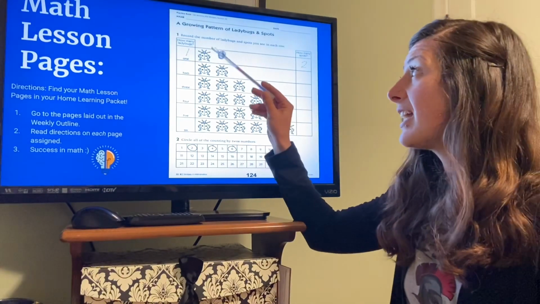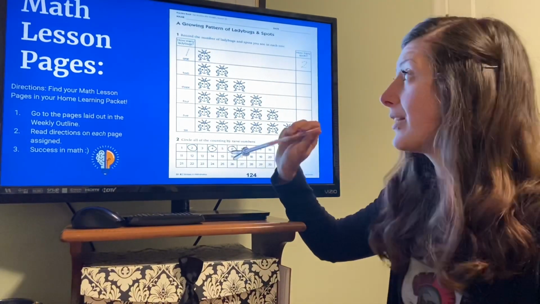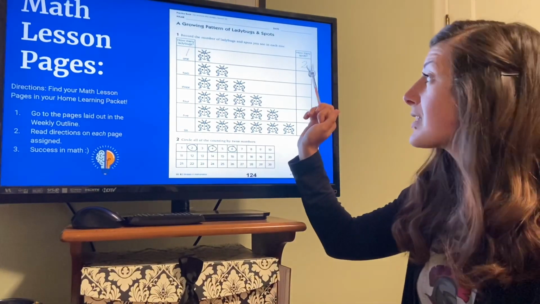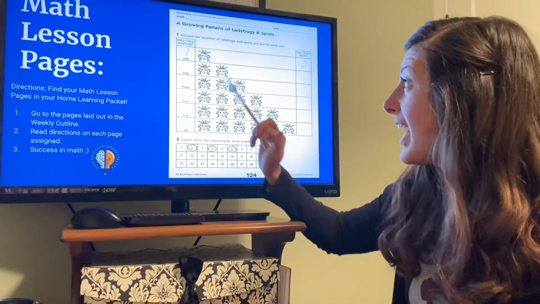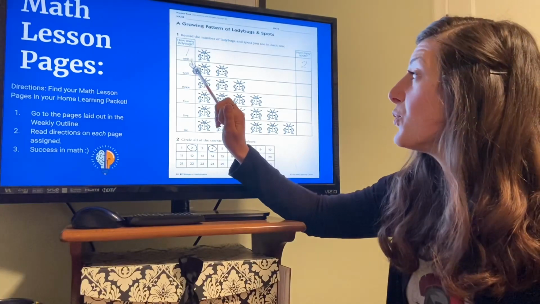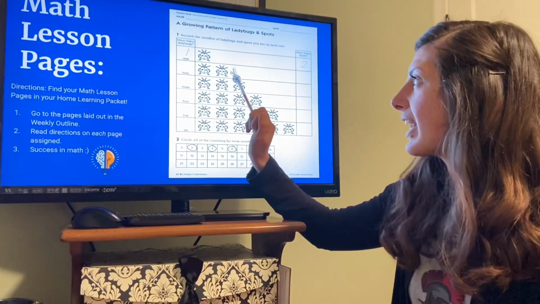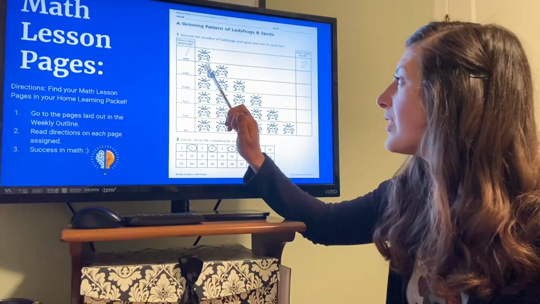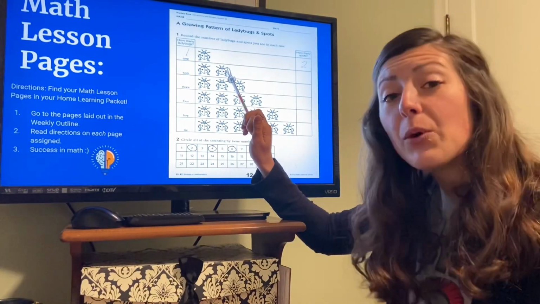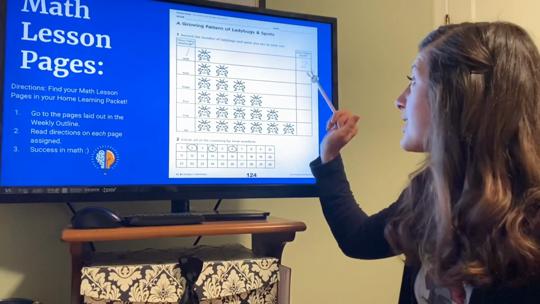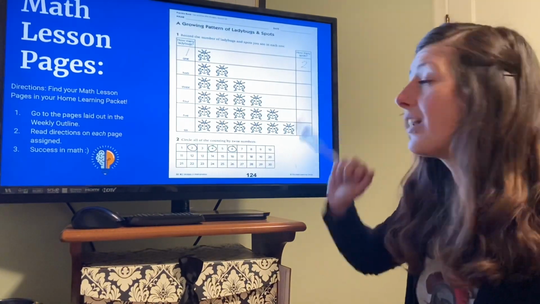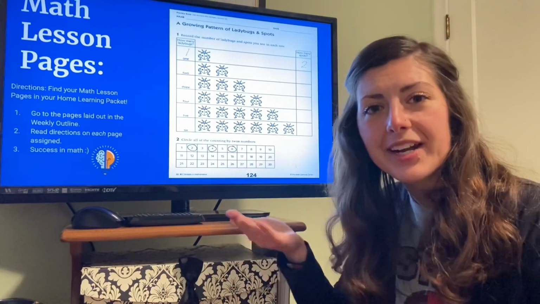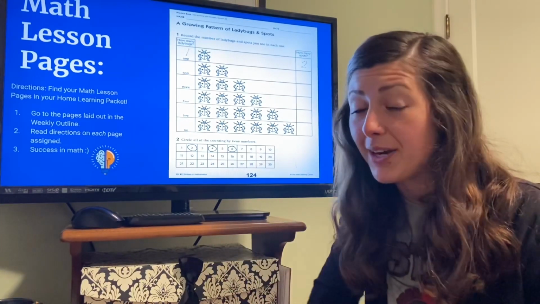In this line here, there is 1 ladybug. But this 1 ladybug has 2 spots on her. Next, we have 2 ladybugs. But when I count the spots, I see more than 2 spots. I see 1, 2, 3, 4. 4 spots. So I would write a 4 up here to count the spots. It'll help you count faster and better, and practice does make progress.